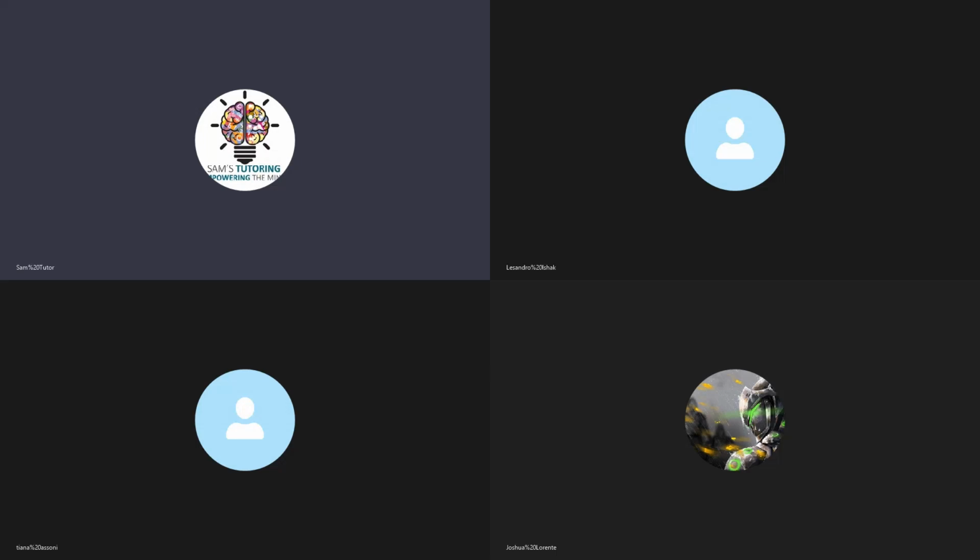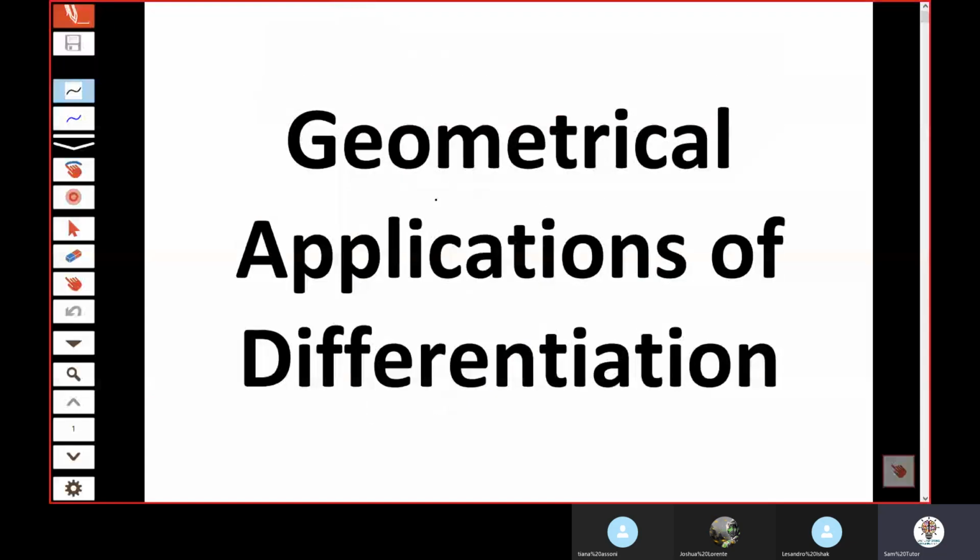All right, first HSC topic. I call it geometrical applications of calculus or of differentiation. Your teachers might just call it applications of differentiation, or they might just call it max-min problems or whatever. But the idea is it's actually the applications of calculus geometrically, so graphically as well as in terms of shapes.